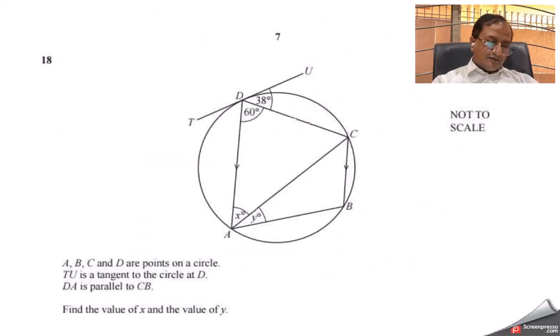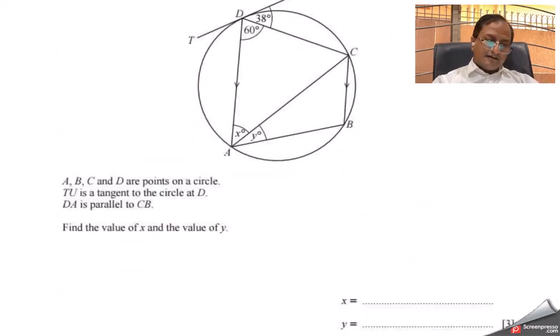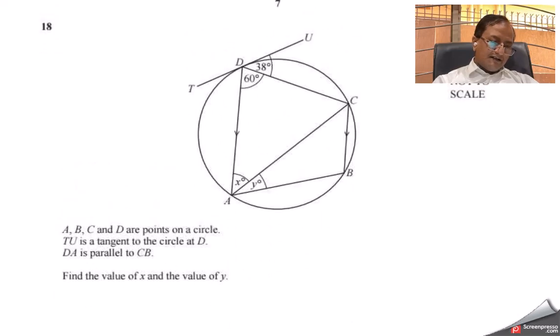Okay, now here A, B, C and D are points on a circle. DU is a tangent to the circle at point D, this one is the point D. DA is parallel to CB. These two lines are parallel. Find the value of x and y.